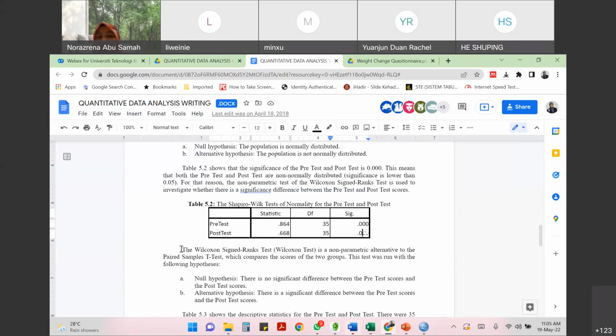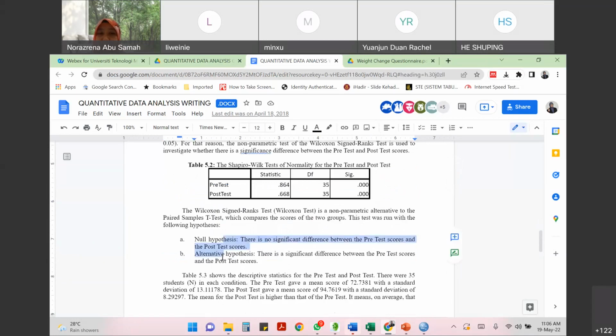Okay, this is how to write that you cannot run the parametric test, so you run the non-parametric alternative. This is how to write it in your thesis. And then there are two hypotheses: no significant difference, and there is a significant difference.